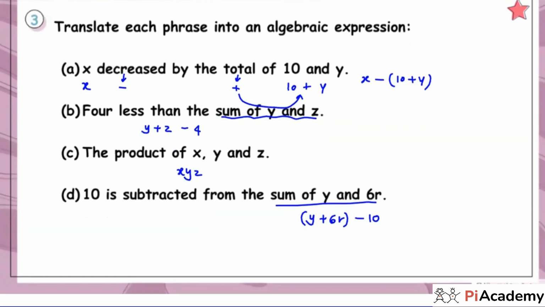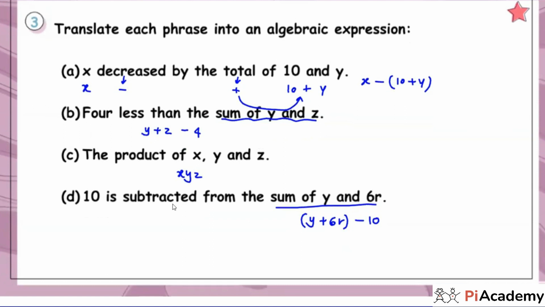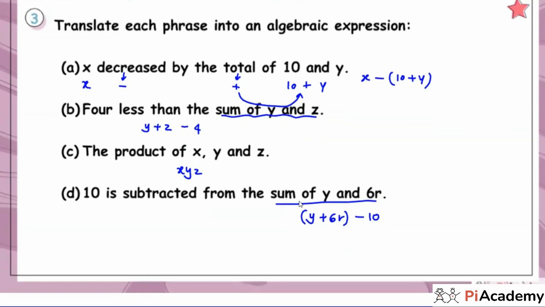Why do you write brackets for y plus 6r? Okay, there is no real need for this. I told you I wrote it to show this is a full number, from which 10 is subtracted. If you don't want to put a bracket, I don't have any problem. I agree, no need of a bracket. But while writing, I was saying this is a full number, and that is why I wrote it in combined format. But we can remove it as well, there is no problem. Okay, no need of a bracket.